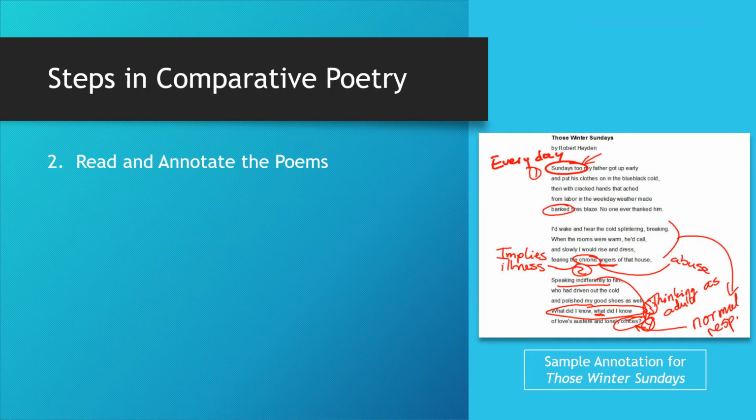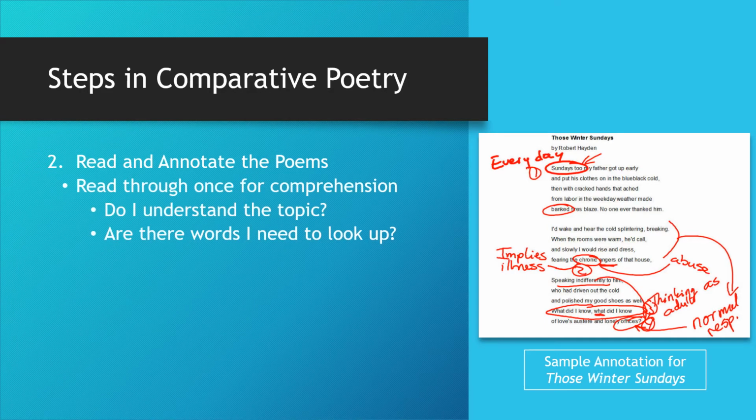The next thing that I do is I need to read through and annotate the poems that I've been given. So I've already gone through and read and annotated the piano poem. And now I'm going to do the same thing for Those Winter Sundays. So I've included again for you on the right side what that annotation looks like. Again, your poem should be marked up, either physically if you have access to a printer, or electronically.